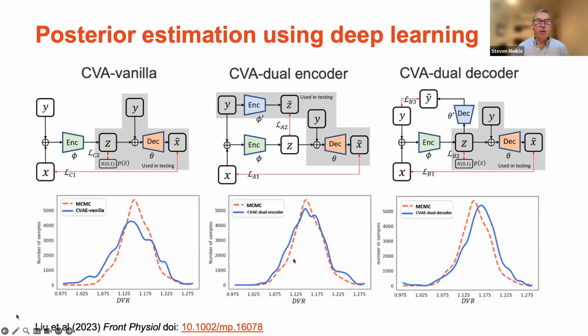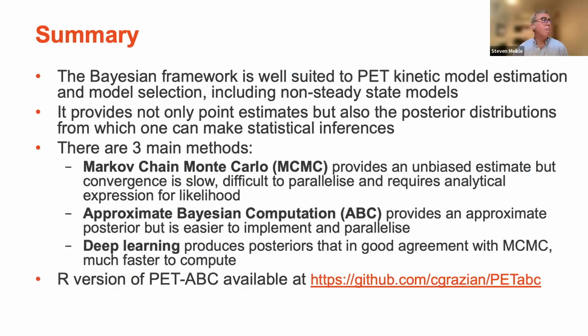And all three variants give a pretty good estimate of the posterior distribution, but arguably the encoder, decoder, and the dual decoder perform best. So I just use that, even though that's not modeling dopamine kinetics. I use this paper as an example just to show that we can also use deep learning to estimate this posterior distribution with all the advantages in computational efficiency that you get from these methods.